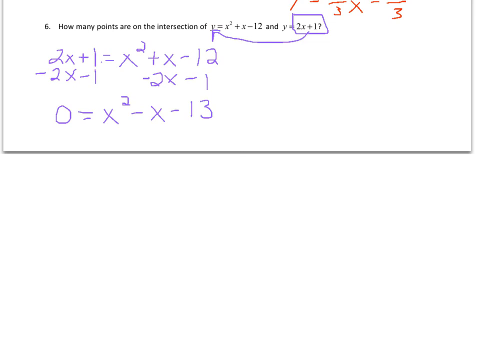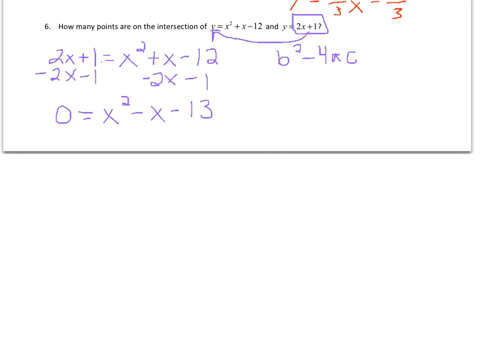The problem with this quadratic is that it is not factorable because 13 is a prime number and 1 and 13 wouldn't make a negative 1 in the middle. However, if you remember about quadratics, we can use the discriminant to determine how many solutions this quadratic equation would have. The discriminant is b squared minus 4ac. It's the part of the quadratic formula that is inside of the square root. So if we find the discriminant, we'll know how many solutions we have.